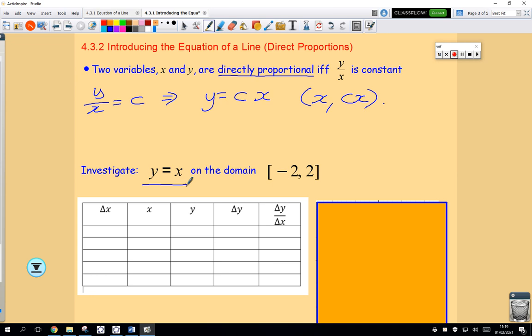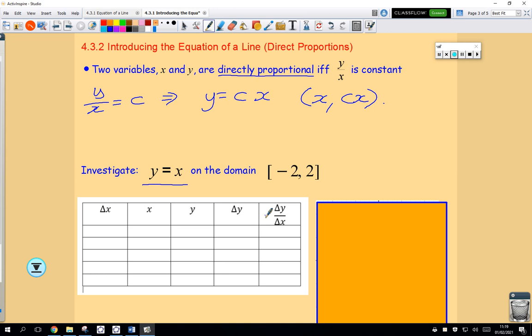So I'm going to investigate that on the domain from -2 to 2. Notice we have interval notation, which means we're talking about all the numbers from -2 to 2, of which there are infinitely many, and -2 is included, and so is 2, because they have square brackets around them. I'm going to come up with a table of values for the function. I'm going to look at how x is changing in my table, how y is changing, and how the quotient, the change in y divided by the change in x, is changing.